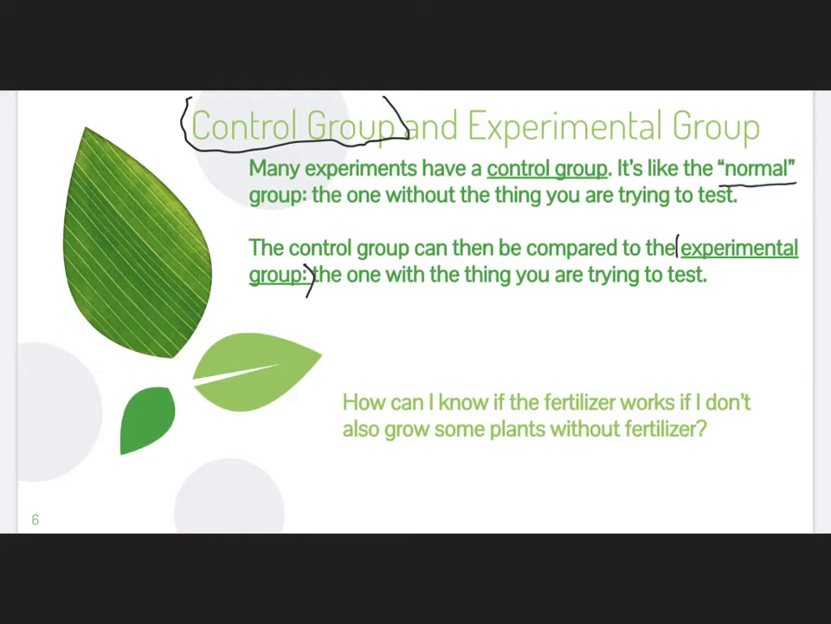So the point of some experiments that have control groups is you need to be able to compare these two groups and see if this experimental group is actually different than the control group in the results. You could think about it, if I just grow plants with the fertilizer, how do I know that the fertilizer was the reason that they grew taller? Maybe they would have grown that tall anyway without the fertilizer. I don't know unless I grow some with the fertilizer and some without the fertilizer.